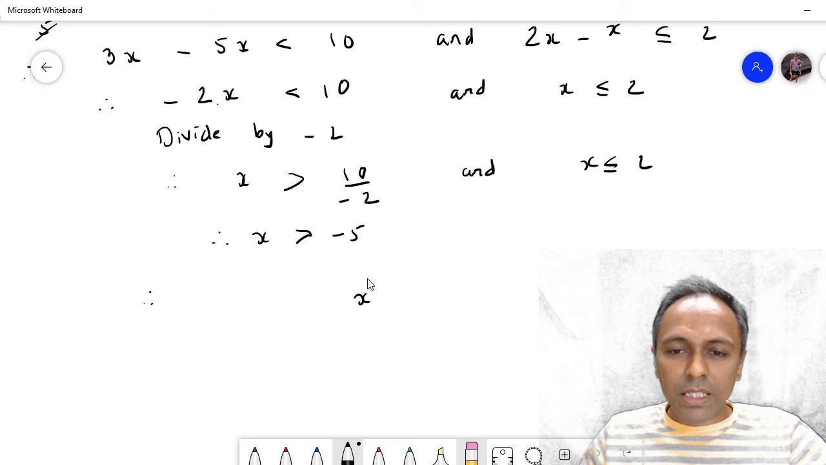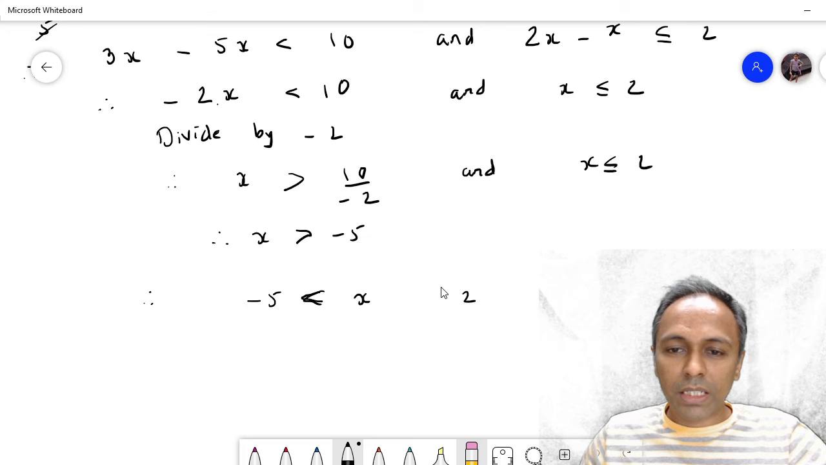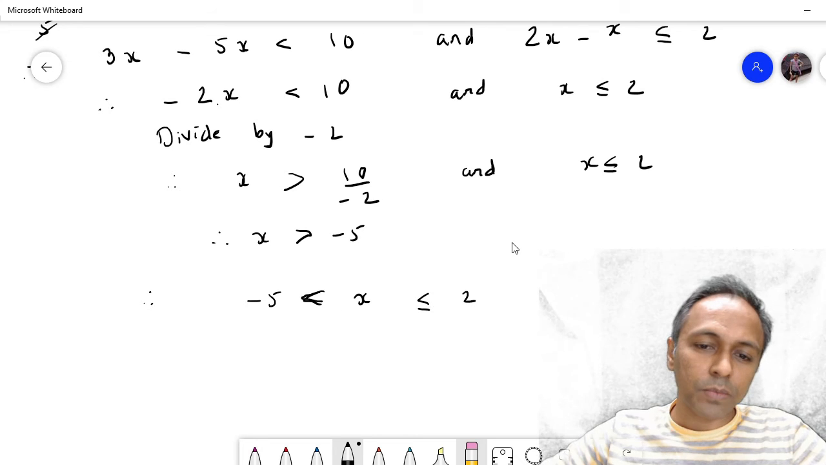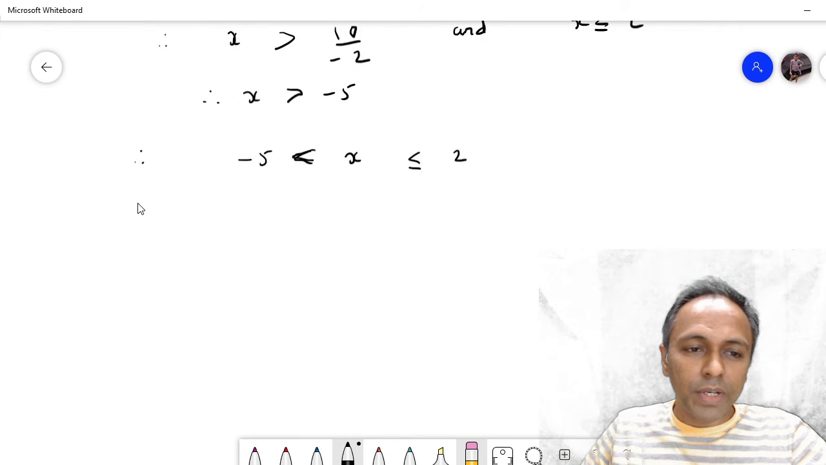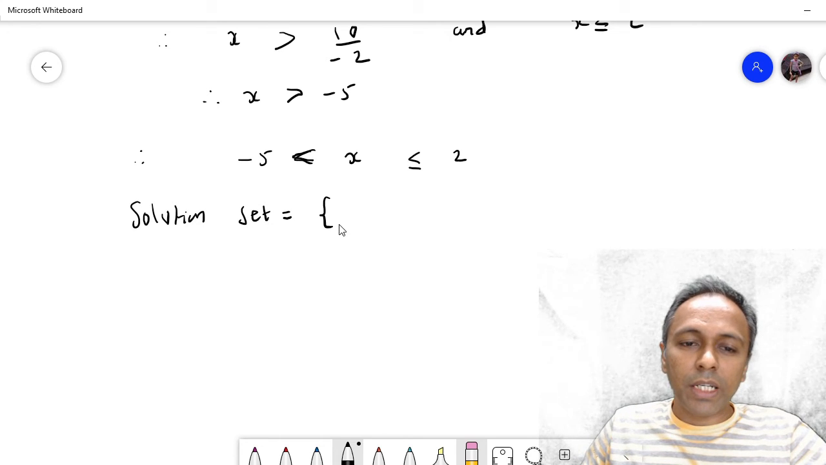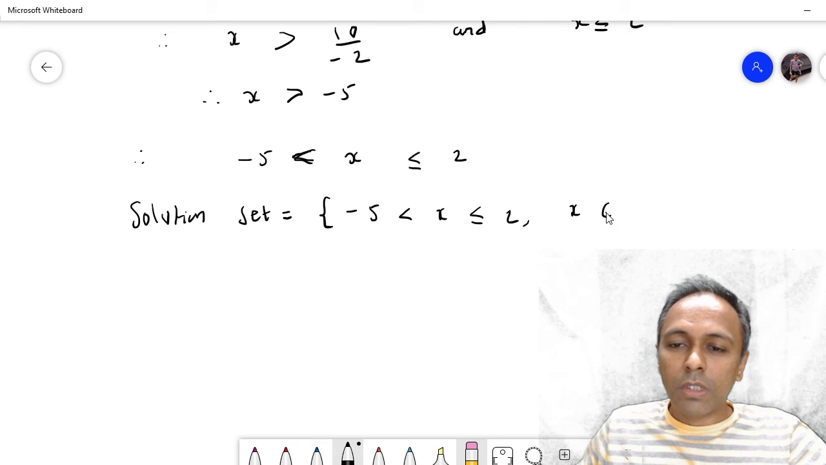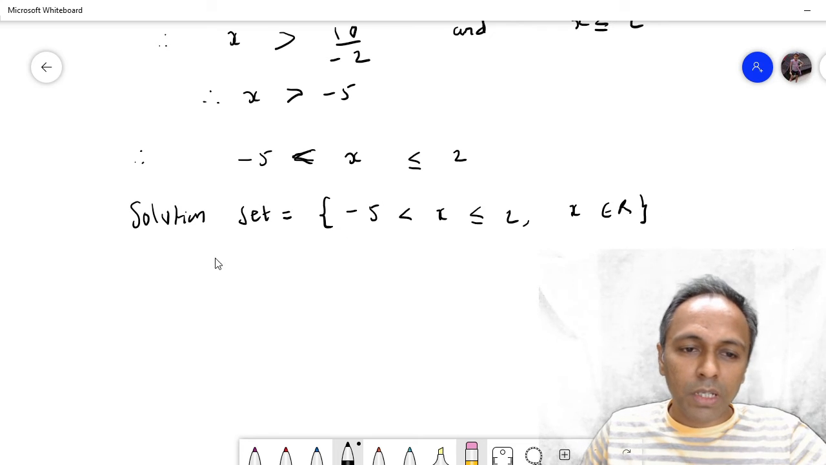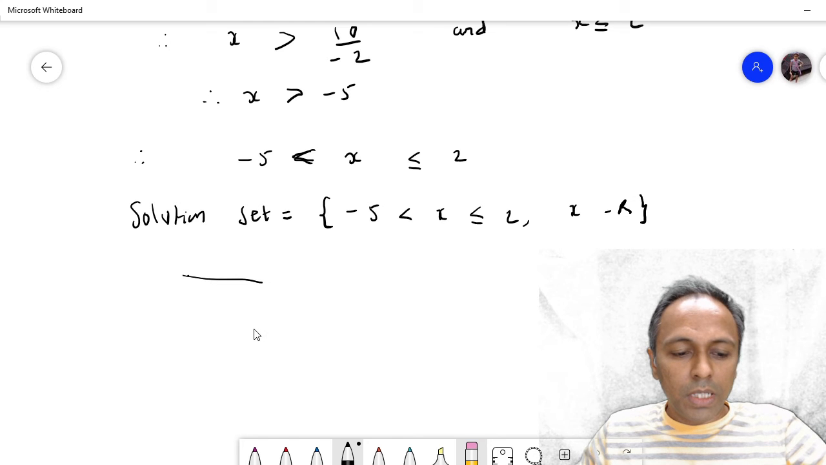Therefore let's write x in between, write the smaller value here, write the greater value here. Realize x is greater than minus 5, so this way is looking correct, and x is less than or equal to 2. It was said x belongs to real numbers, so we can write the solution set. Solution set will be minus 5 is less than x is less than or equal to 2, x belongs to R. Let us make a number line.